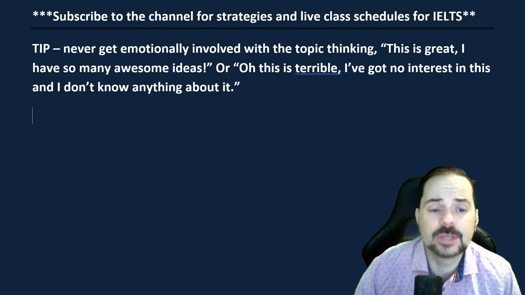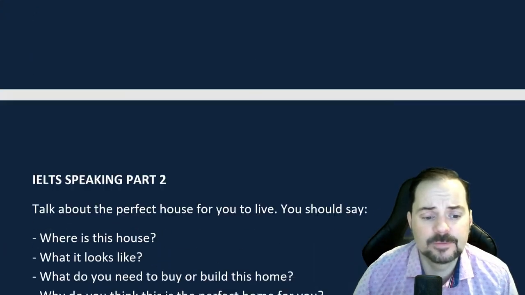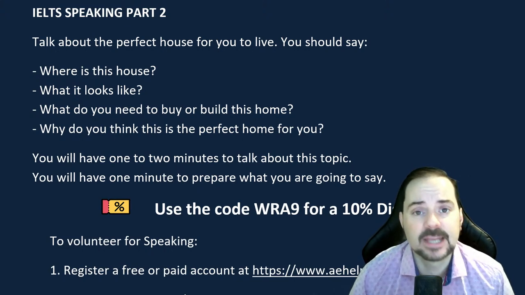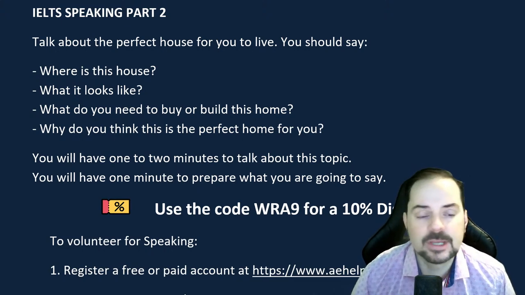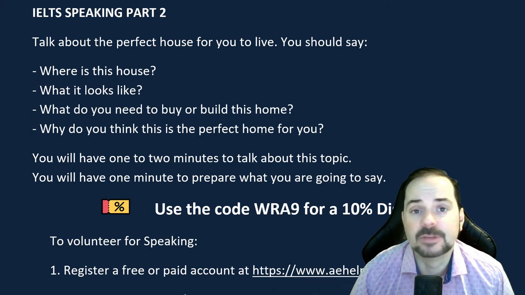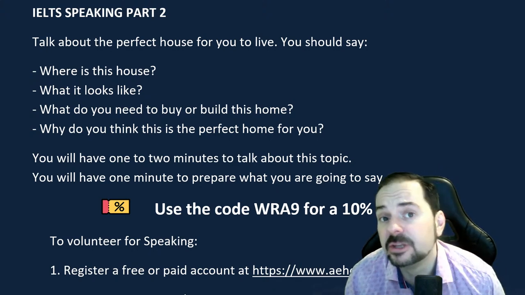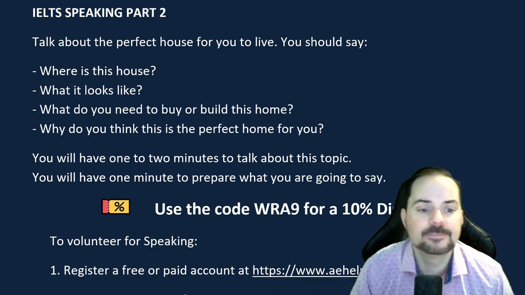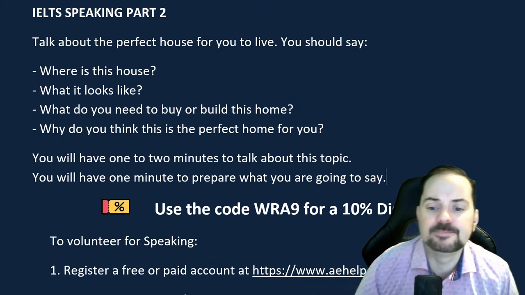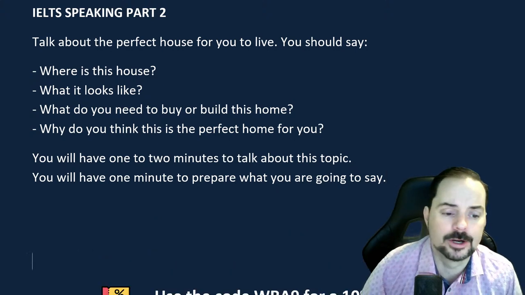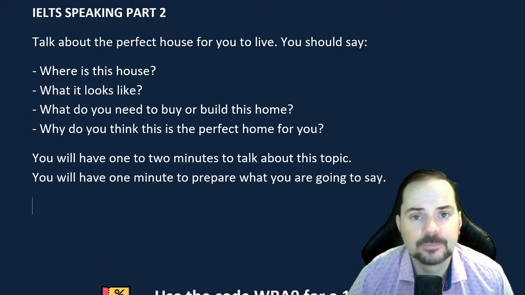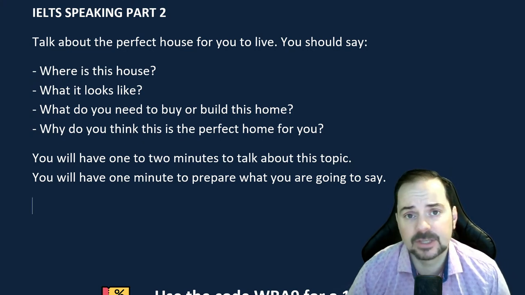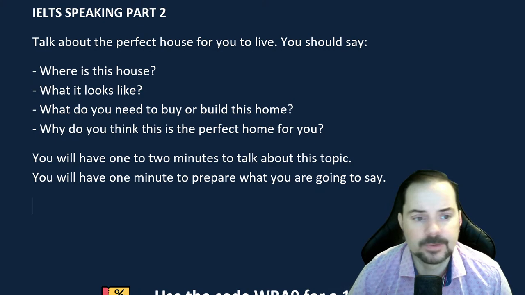All right, everybody. So yeah, this topic is one of those that's kind of exciting. It's like, talk about your perfect house. Most of us have this dream home in mind that we've thought of even as far back as our childhood, from the age of 6, 7, potentially. So step number one is read the cue card. Just read it really carefully. You've got 60 seconds. It should really only take you about 10 seconds to carefully read the cue card at most.